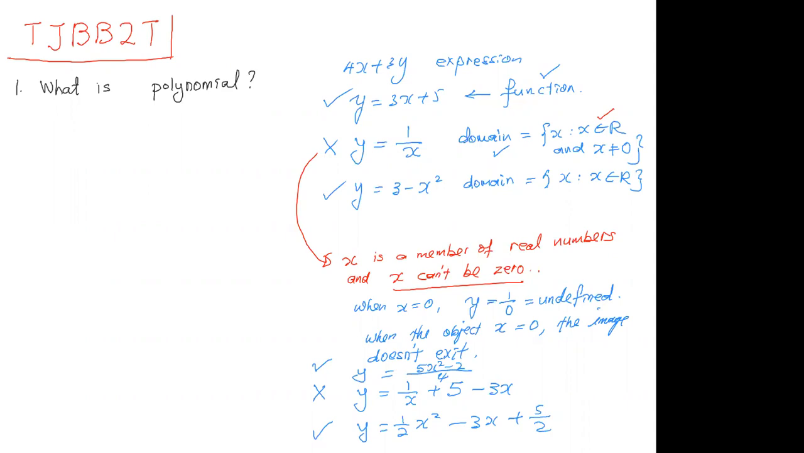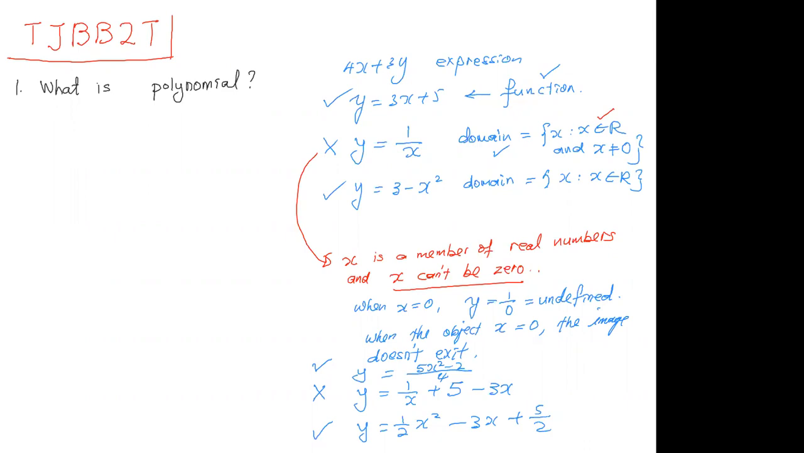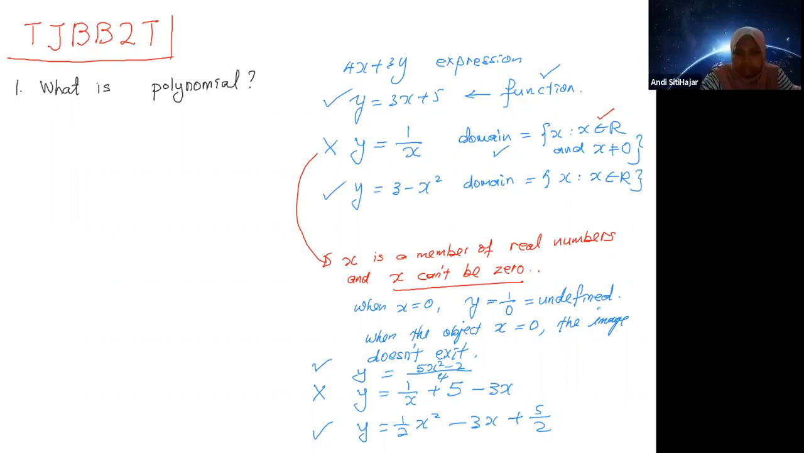Excuse me, miss, can I try? Why not? Why, I mean, the image exists even when the object is 0? Even the object is 0, the image exists even the object is 0. But that is the part of the domain. I also can define my domain. I can constrain my domain.